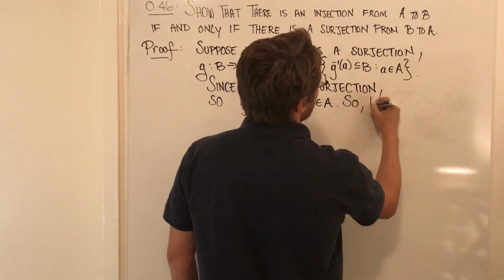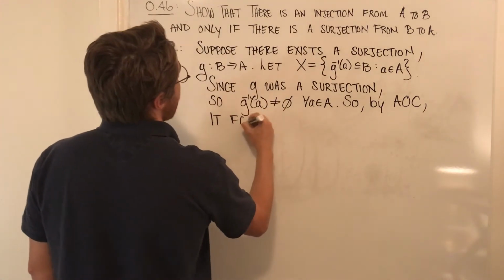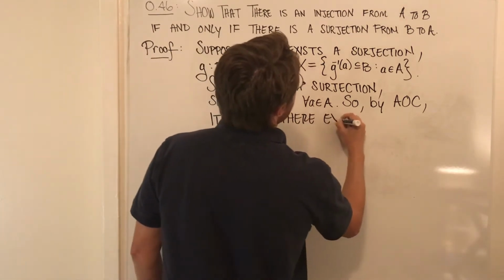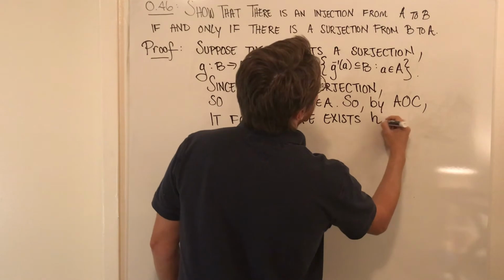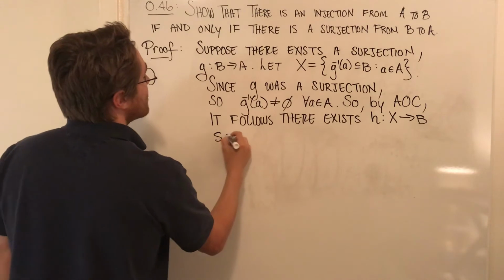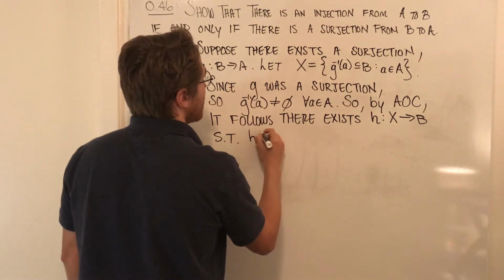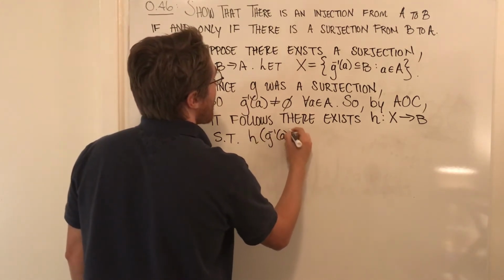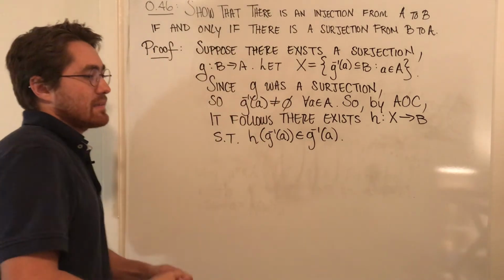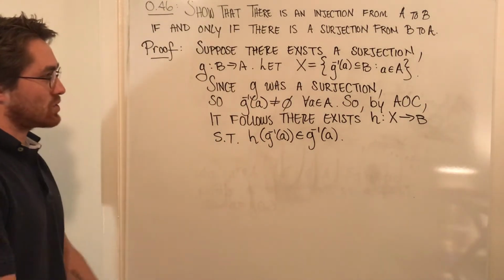So by the axiom of choice, it follows there exists this function h going from my collection X into B such that, this is my shorthand for such that, h of G inverse of A is an element of G inverse of A. Now this is just the direct statement, really. What I'm writing down here is basically by definition of what the axiom of choice is.